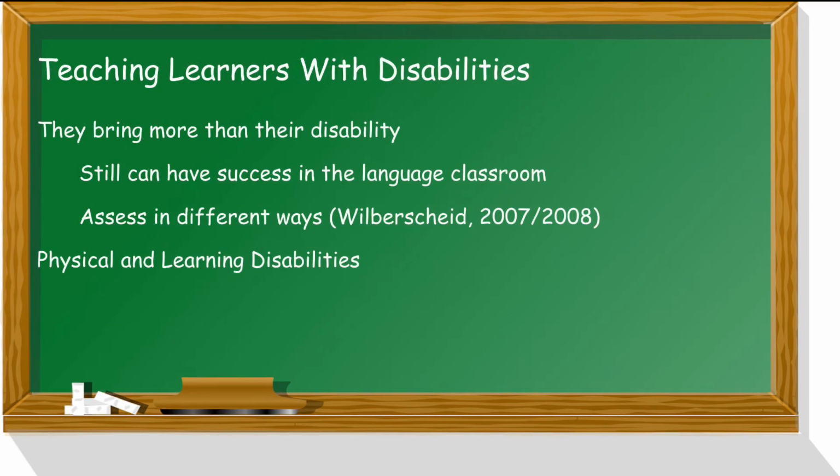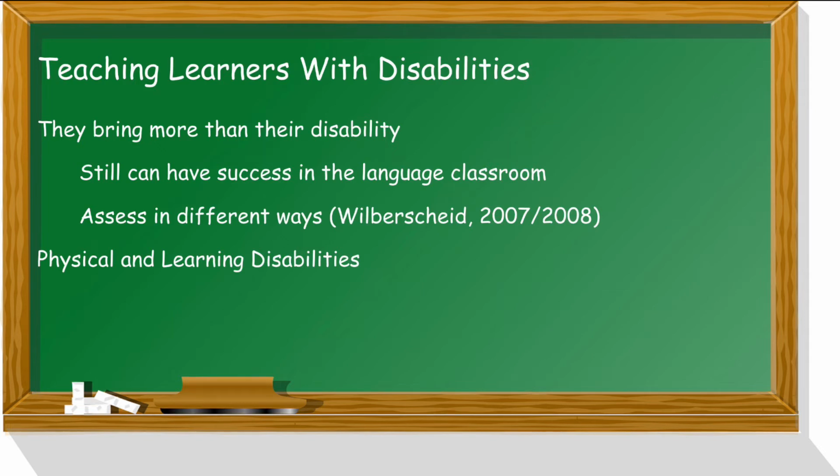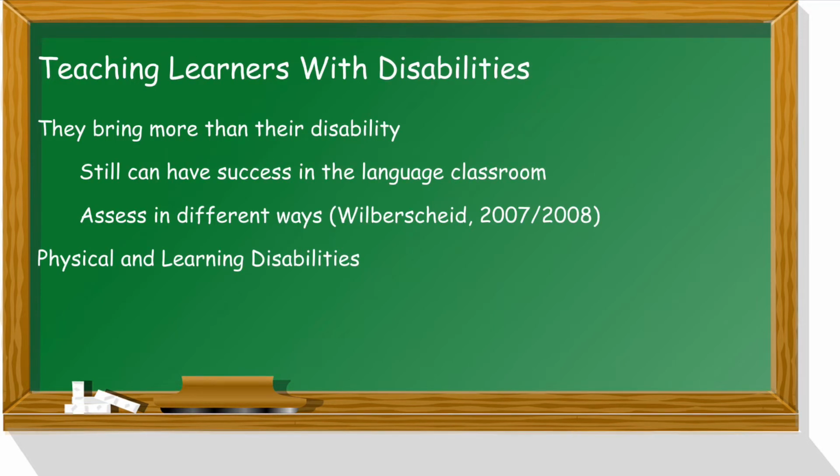Another way that students may be unique is whether or not they have a learning disability or a physical disability. And a lot of these students are now part of the regular classroom. But you want to keep in mind that they are more than their disability and they can still have success in the language classroom. But you just want to assess them in different ways and ones that don't impede the possibility of success.